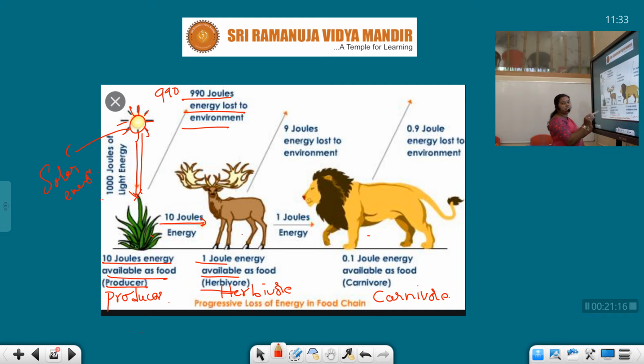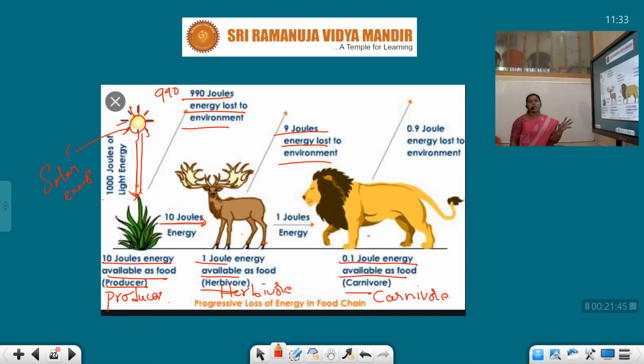Herbivores. The herbivore is taking just 1 joule of energy, and out of this, 9 joules of energy is lost in the environment in the next trophic level. So this 1 joule of energy is transferred to the next level of organisms. Here, 0.1 joule of energy is available as food and 0.9 joules of energy is lost in the environment.